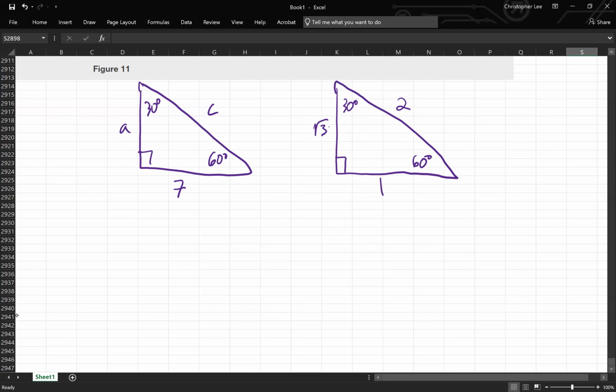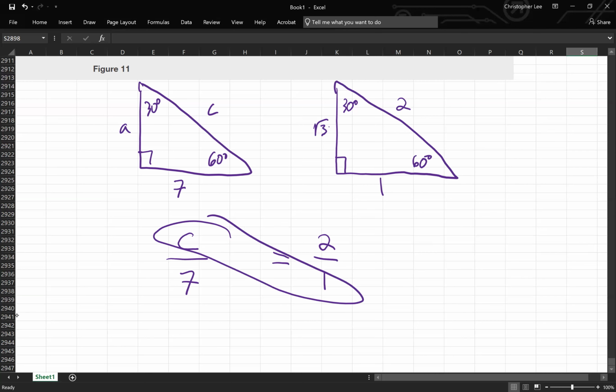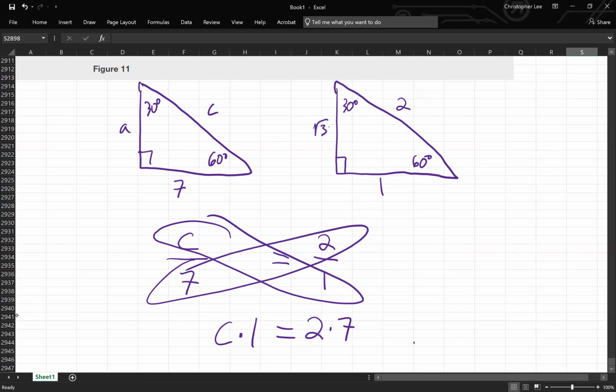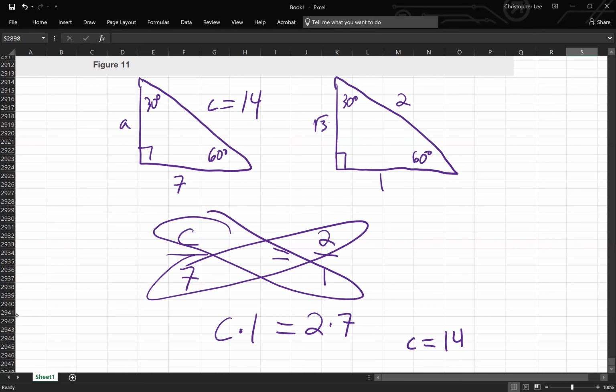Like, I'll give you an example. Over here, the hypotenuse is C, over the known side is 7. If the other side, the hypotenuse is 2, over the known side 1, cross multiply. So C times 1 is equal to 2 times 7. Let's call that C is equal to 14. There you go. And all you got to do is use a little Pythagorean theorem and you're done.